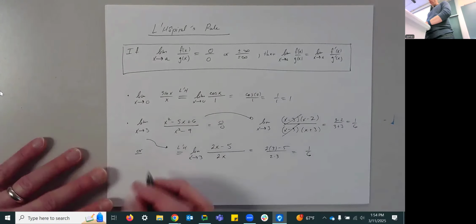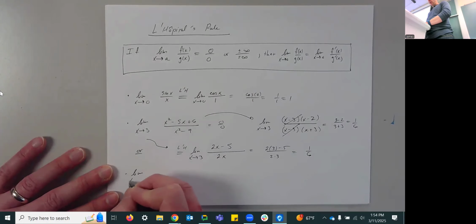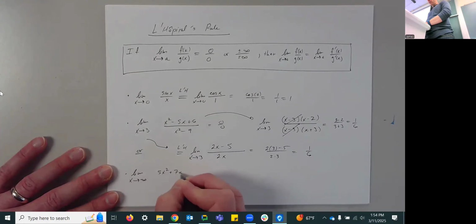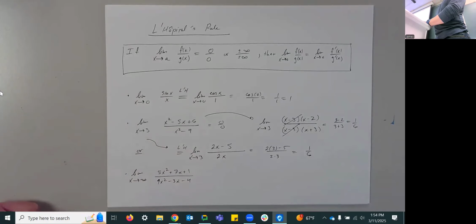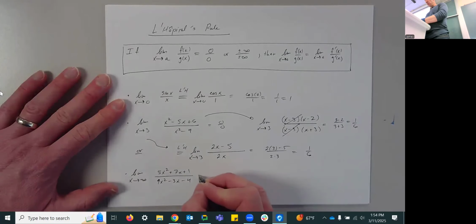I'm going to give you one more. The limit as x approaches infinity of 5x squared plus 7x plus 1 over 9x squared minus 3x minus 4. Before you might have just said that this limit was equal to 5/9 because it's a limit to infinity and the degree on top and the degree on the bottom are the same. So it's the quotient of the leading coefficients. But this is an infinity over infinity type.